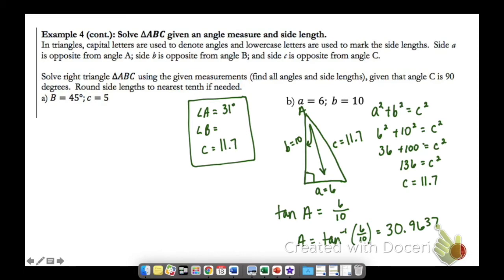Angle B is going to be easy to find because I already know two of my angles. So I can just do 180 minus 90 minus 31, and we get angle B to be 59 degrees.